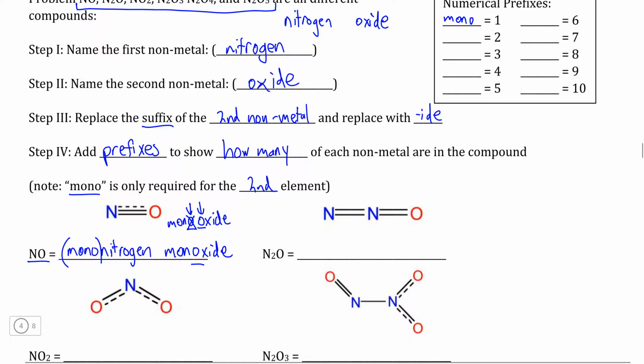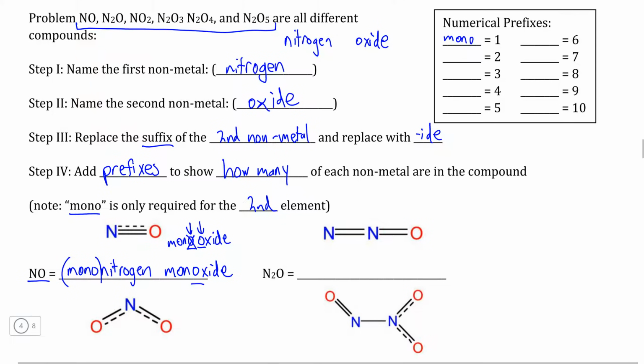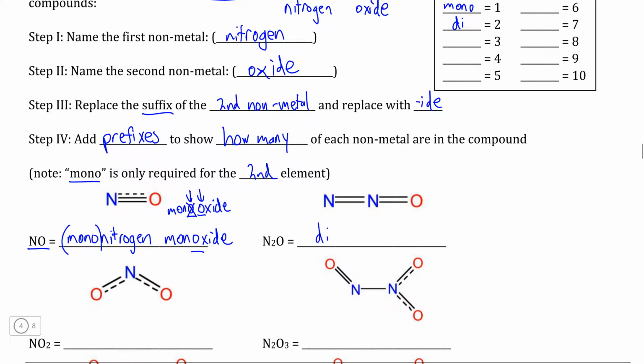Now, if we take a look at the nitrogen oxide to the right, we can see that we no longer have one nitrogen, we actually have two, which means we need the numerical prefix di for two. So this nitrogen oxide would happen to be called dinitrogen monoxide. And again, we write the mono prefix for oxygen to indicate that there is indeed only one, but now we have two nitrogens instead of just one.